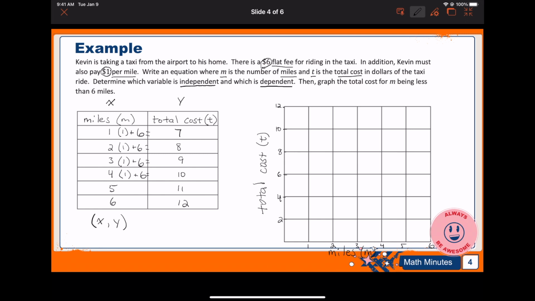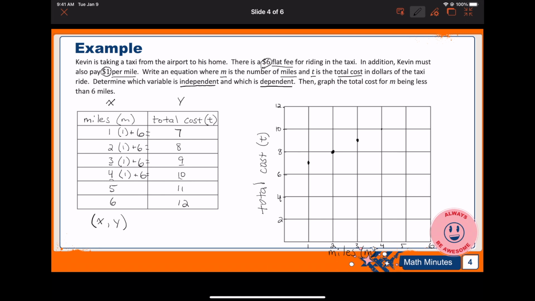Okay, so now I just need to graph these points. So over to 1, up to 7. 7 would be directly in between 6 and 8. Then 2 is 8, and so on. So all I'm doing is taking these points from my table that I made. 3 miles is $9 total cost. So I go to 3 for miles and up to 9, which would be between 8 and 10. And I'm just continuing on again, 4 and 10.